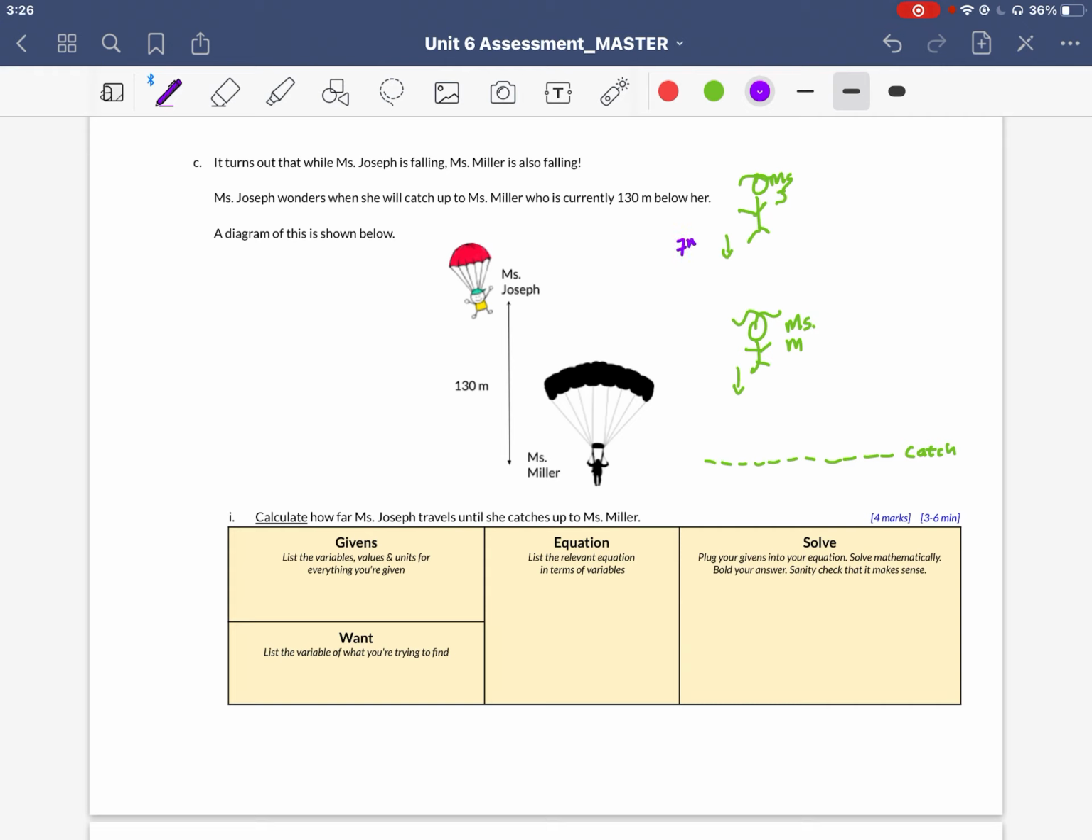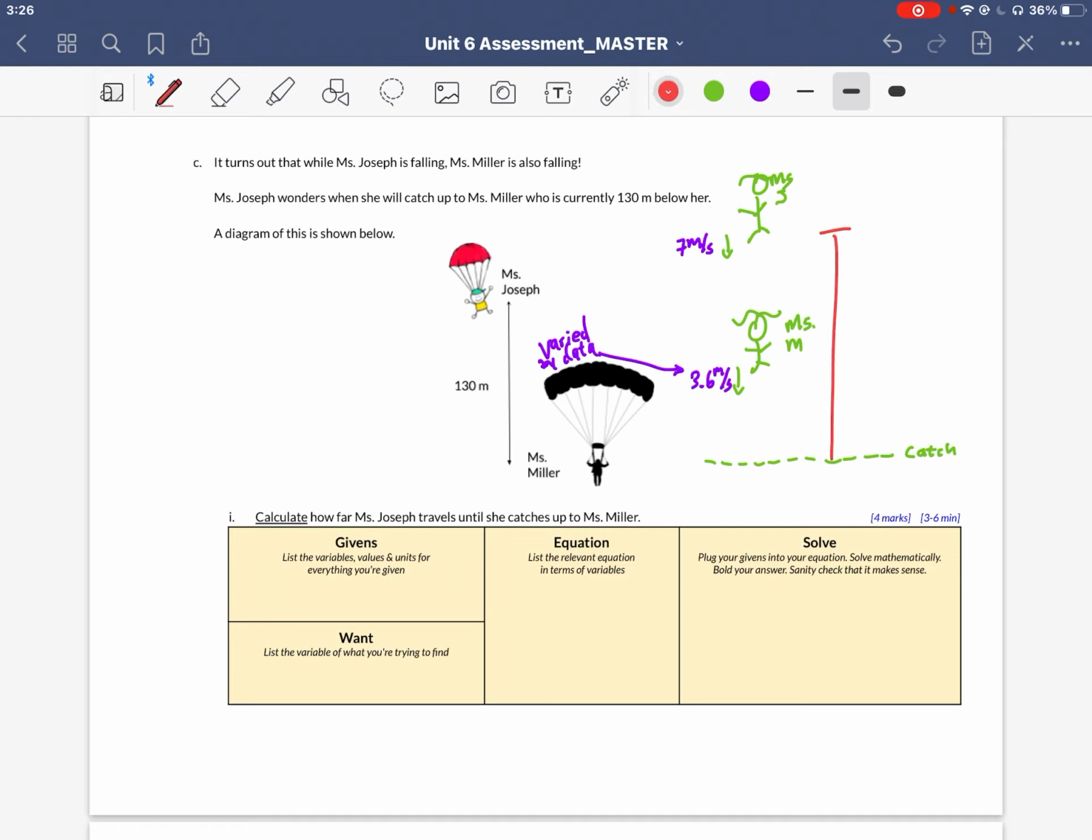Well, Miss Joseph is still going 7 meters per second, like before. Miss Miller, you calculated her velocity in part 2 from the graph. So Ms. Miller in this case has all different velocities. Let's just use the velocity from version A. So maybe Miss Miller was going 3.6 meters per second. This number varied based on which version you have that you found from your graph, from your data.